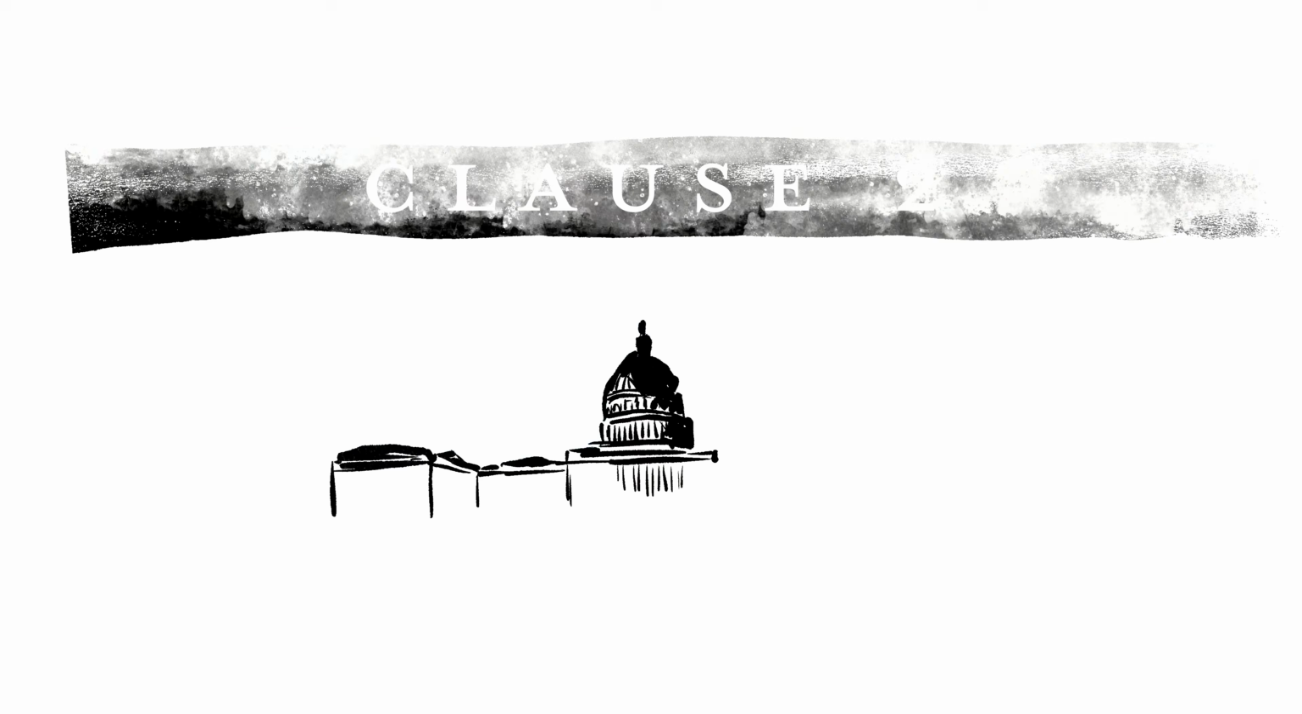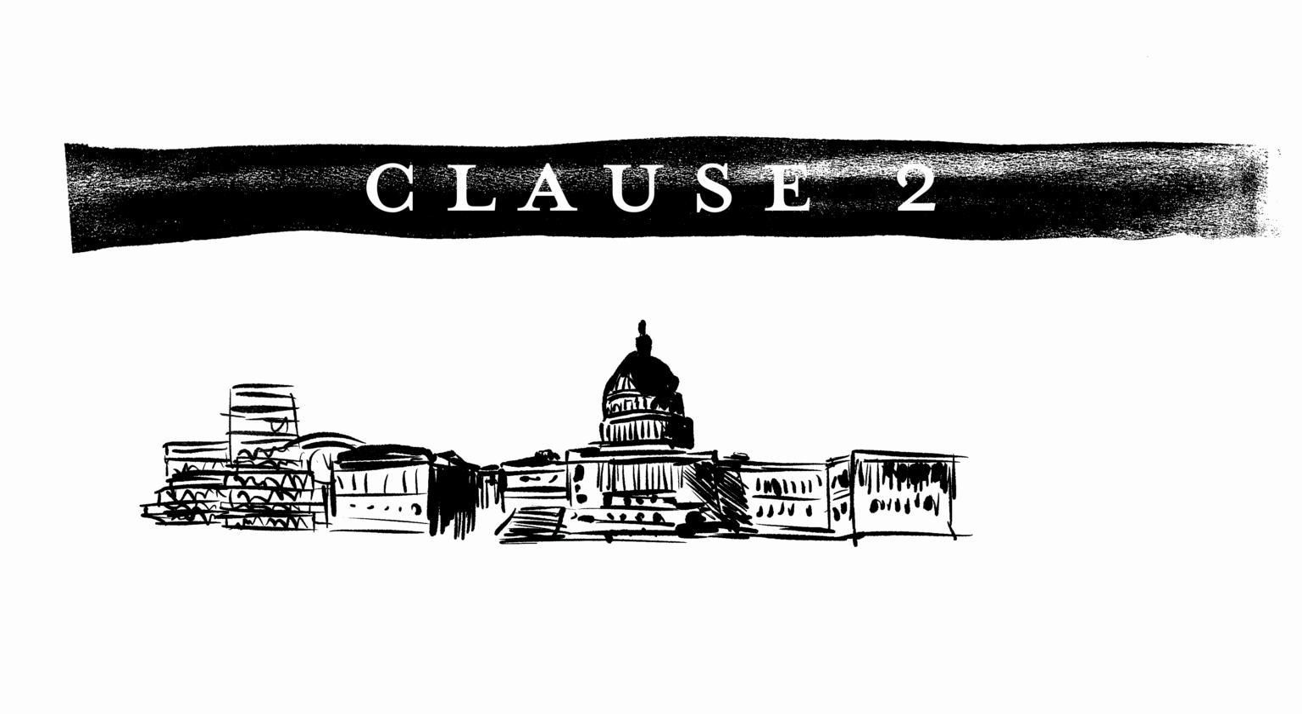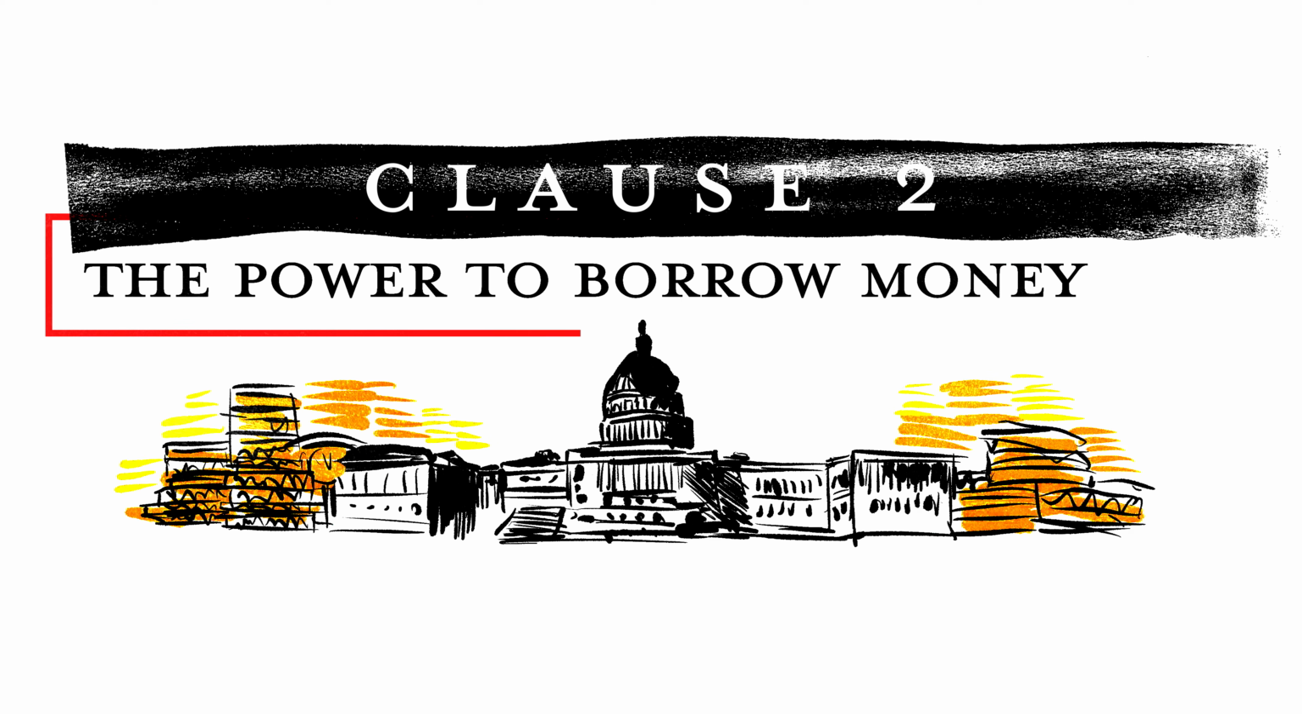The second clause allows Congress to borrow money, which is an integral part of the power of the purse granted to the legislative branch. That power would be compromised if the ability to borrow had been vested in the executive branch, or if it were absent from the Constitution altogether.